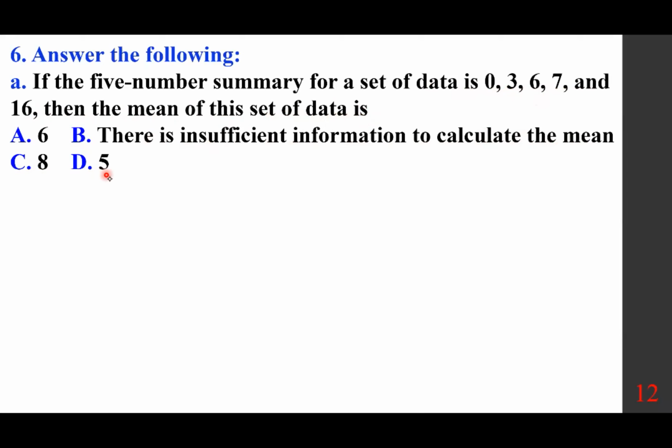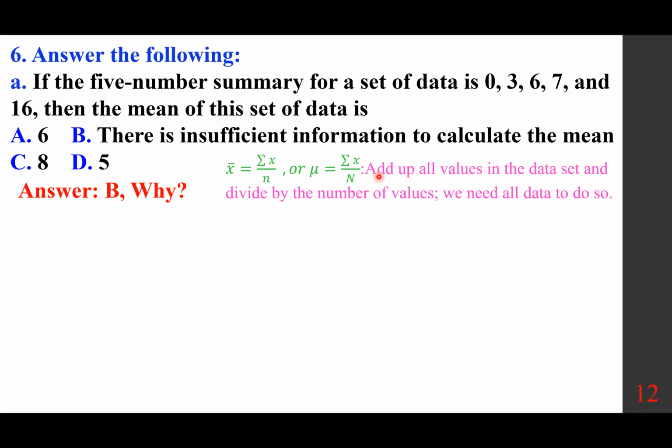Excellent. Well, as you know, when we want to calculate the mean, we need all pieces of data. So clearly the answer is B. And again, the reason is the formula. X bar is summation of X over N, or mu is summation of X over capital N. So to find the mean, add up all values in the data set and divide by the number of values. We need all data to do so. Therefore, we don't have enough information.